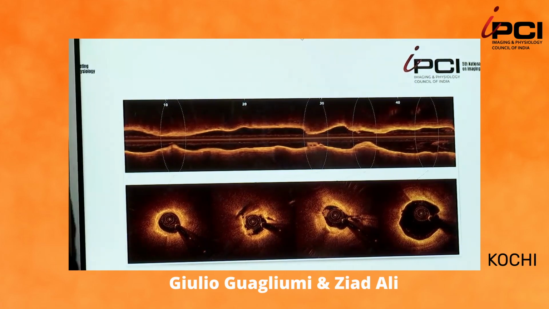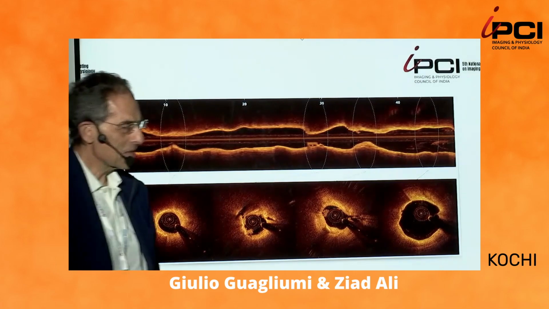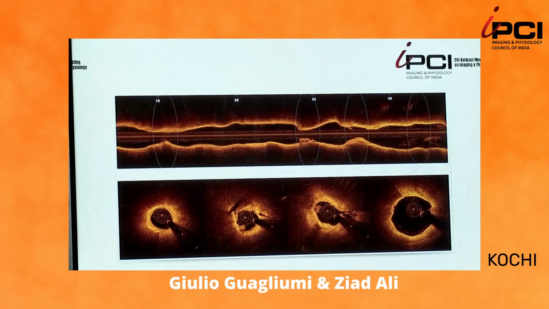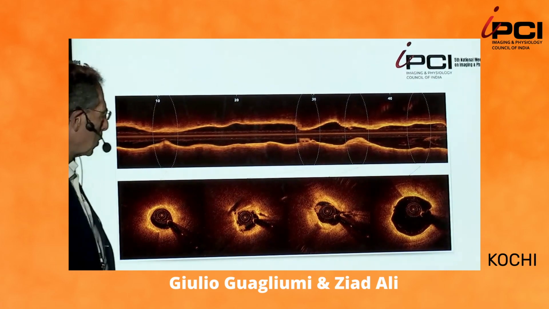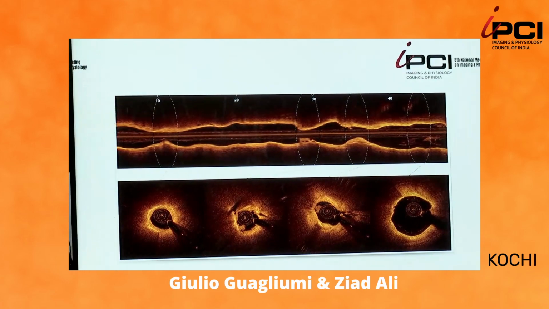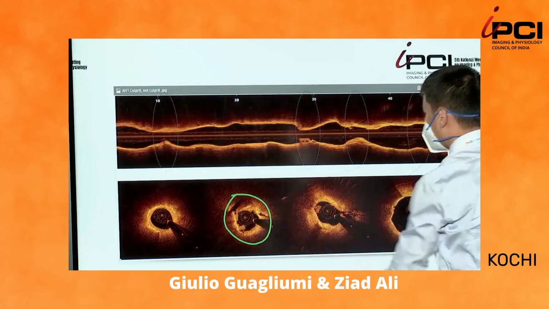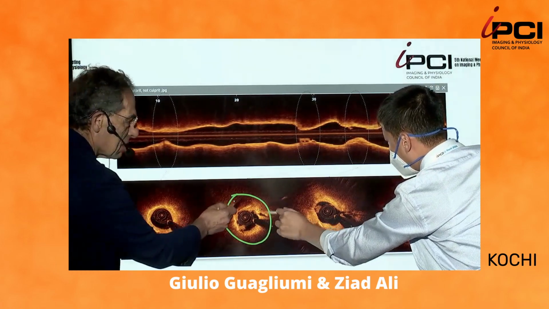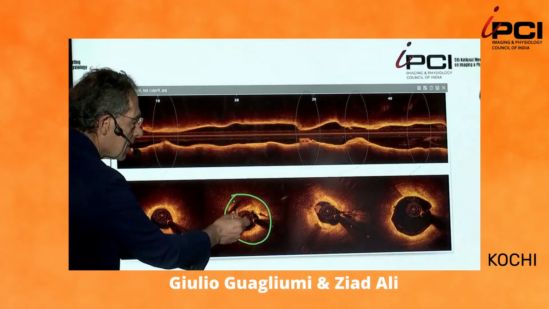One single cross-section. Here you have a culprit and a non-culprit lesion. Let's try to get some information. Who is coming? Please come. Show us the culprit, which is the culprit and why? Only one of these cross-sections is the culprit lesion. Super. Why? It is a ruptured plaque, right? And then you have some thrombus.